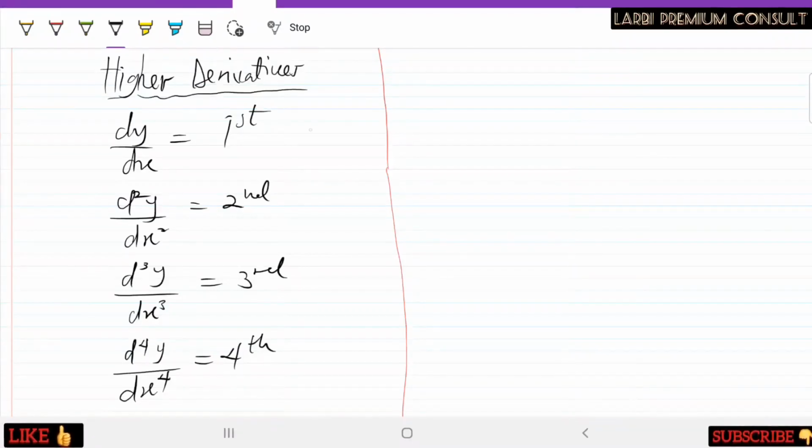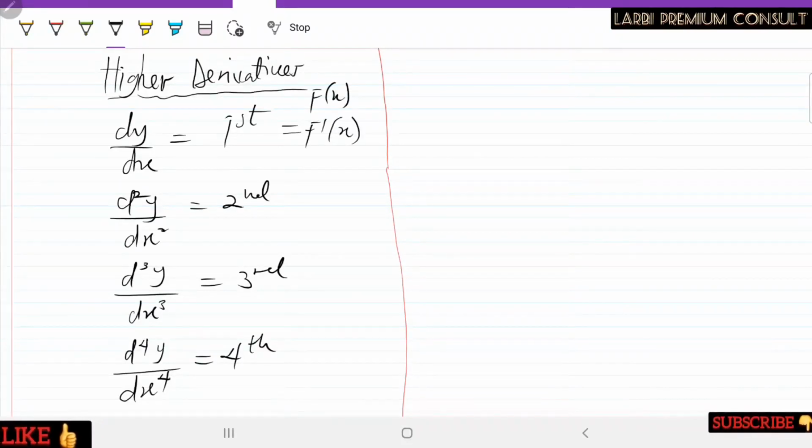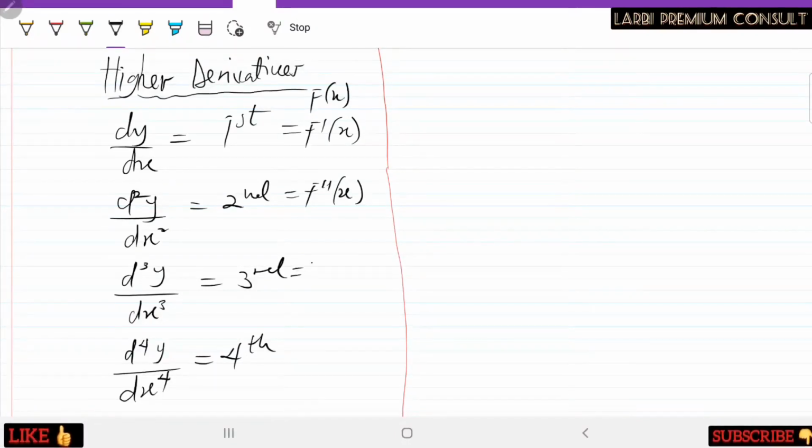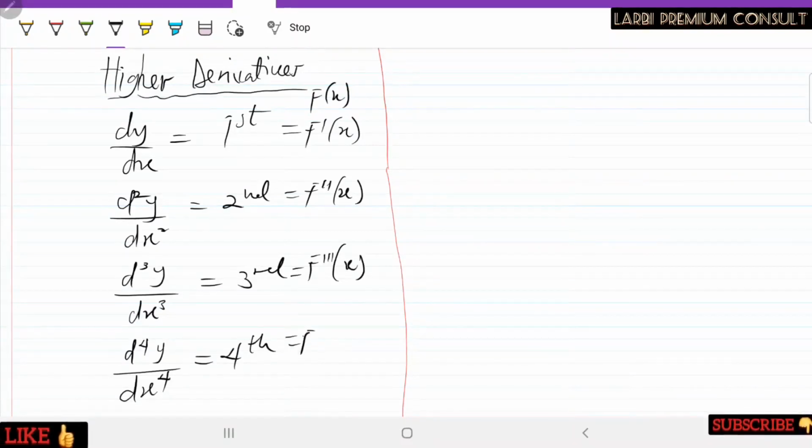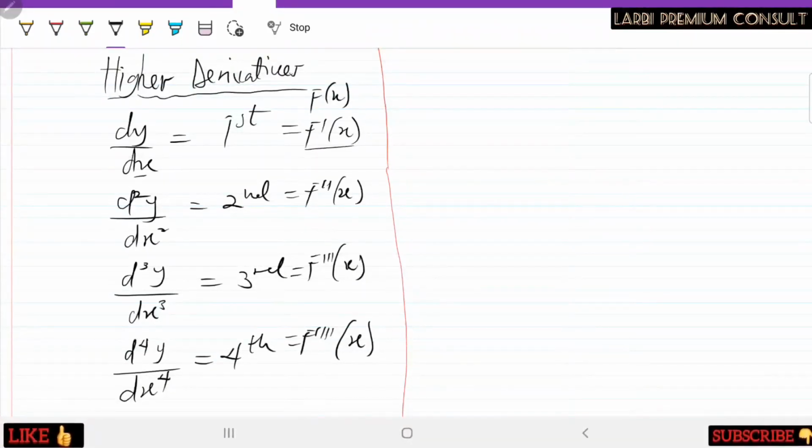Also, if they are presented in the form f of x, you write it like this: f prime of x is the first derivative, the same thing as dy over dx. Then f double prime of x, f triple prime of x, and f fourth derivative of x, which is the same as d to the power of 4 y over dx to the power of 4. Either you see this or you see this, they are the same.